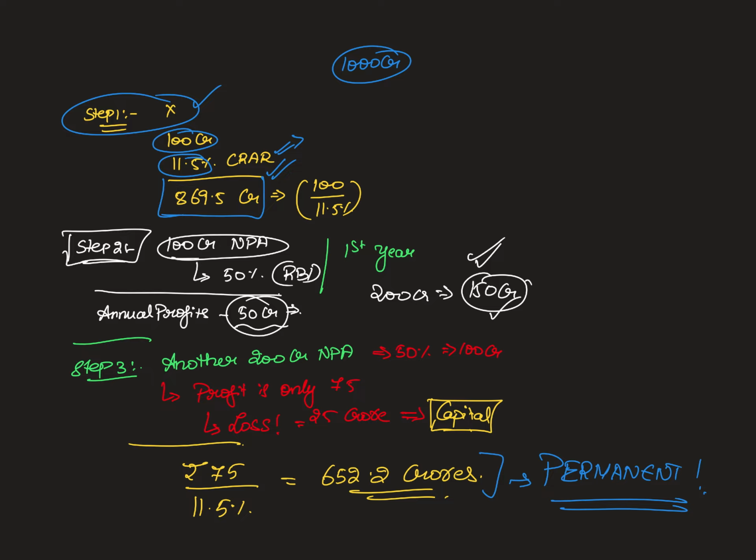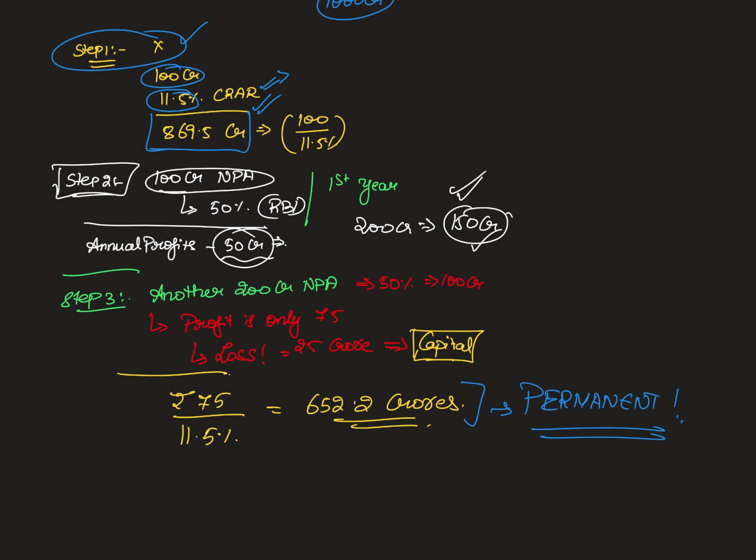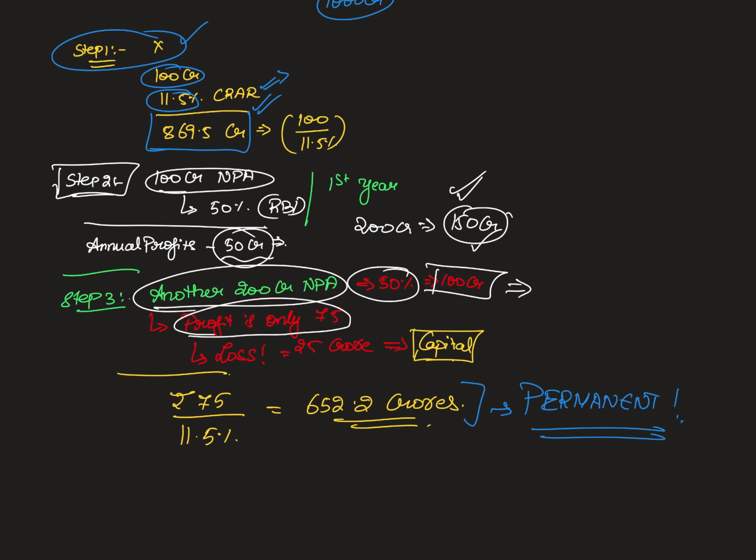Now, move to the second year. We notice that another 200 crores NPA was found, and the same RBI says that 50% should be kept aside from the profits. Therefore, 100 crores should be set aside from the profits. But the bank had a very bad year that year, and profit is only 75 crores. So, actually, for the provisioning, you are 25 crores short. This 25 crores should be taken from the capital that is set aside.